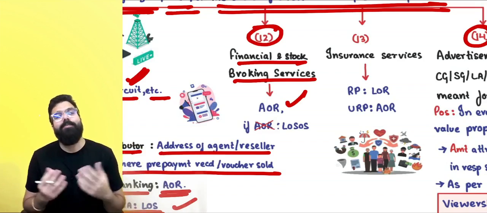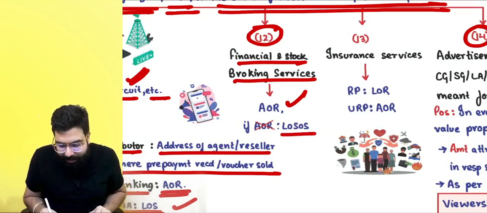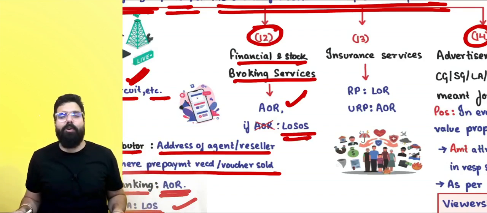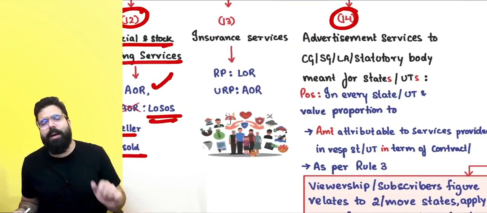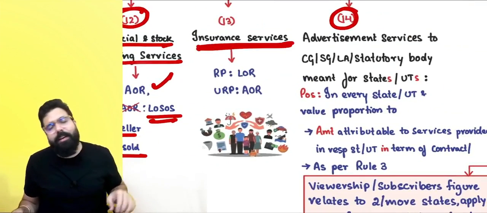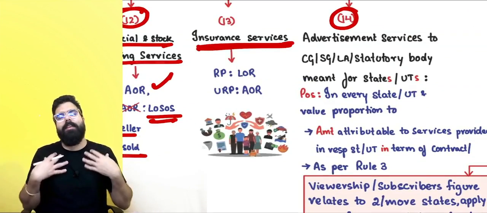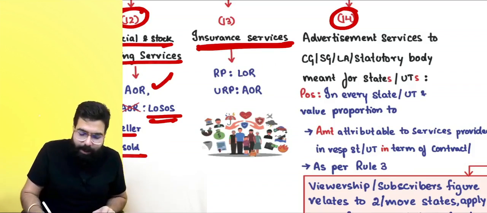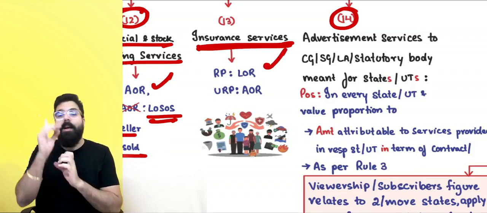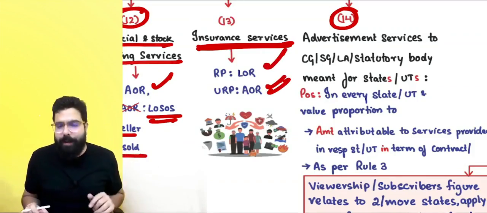If a bank or a stockbroker doesn't have your address, then always the location of the supplier of service becomes the place of supply. Sir, section number 12, subsection 13 talks about insurance services. If insurance services are given by an insurance company to a registered person, the location of the registered person is the place of supply. If unregistered person, then the address on record will become the place of supply.